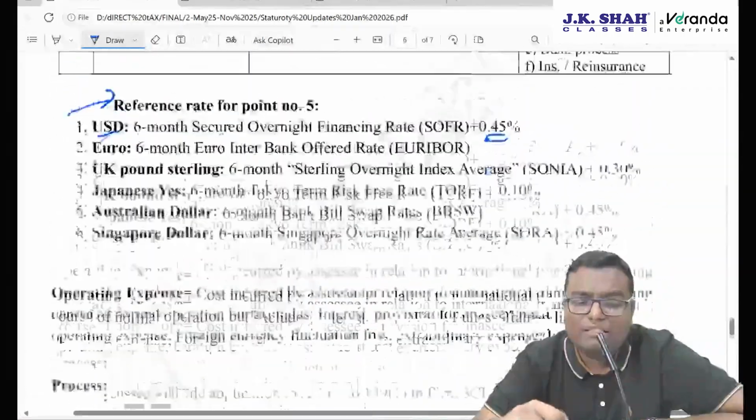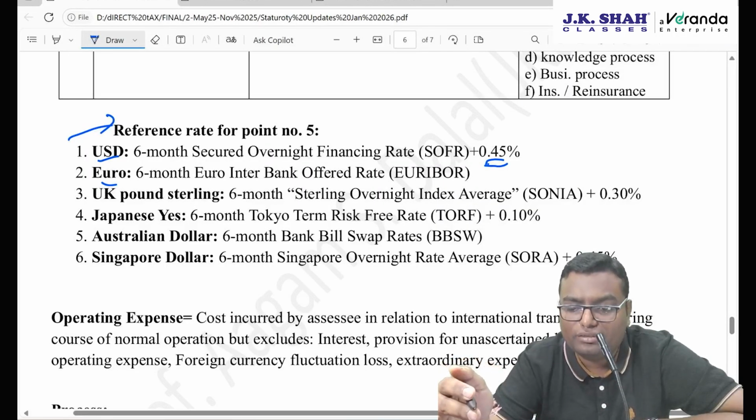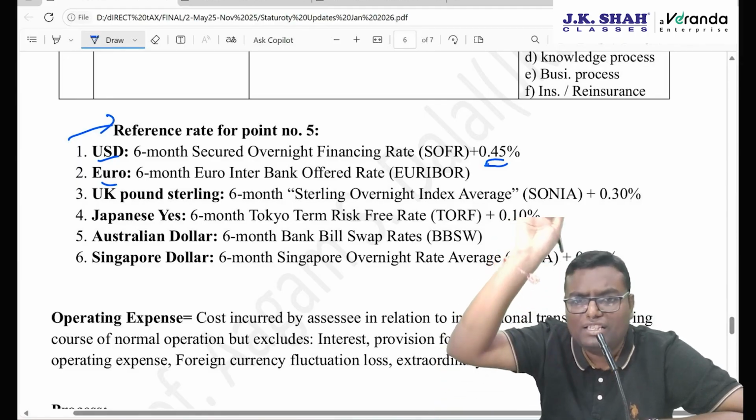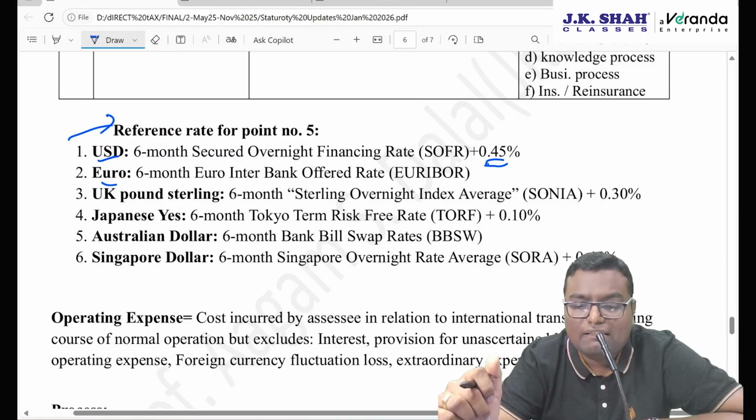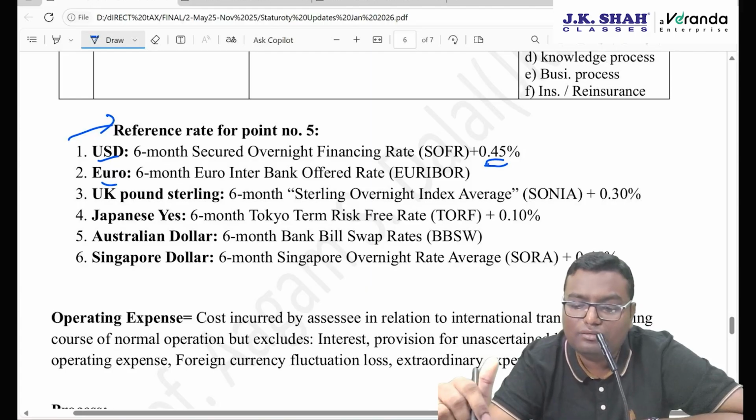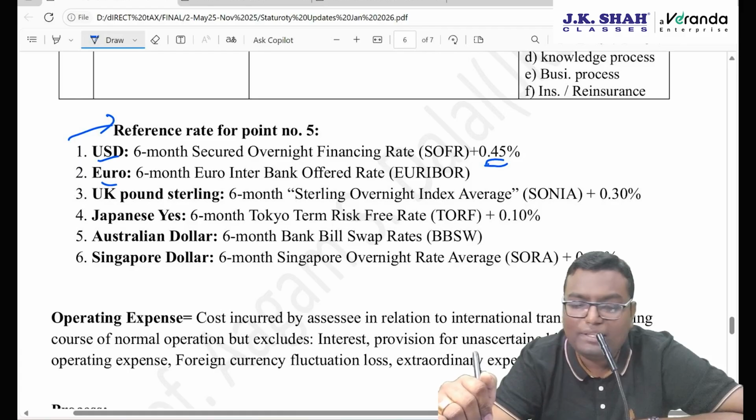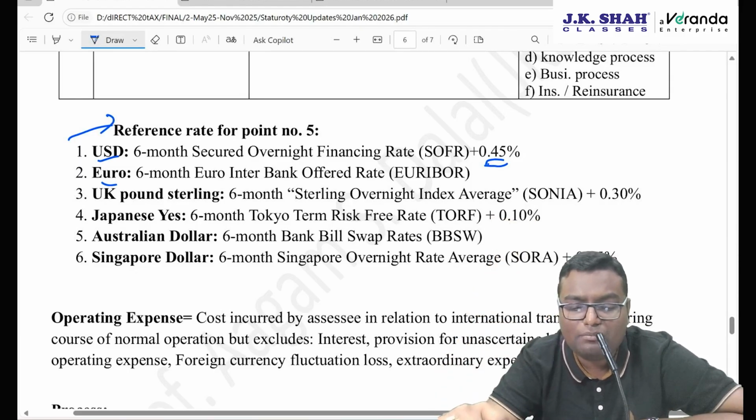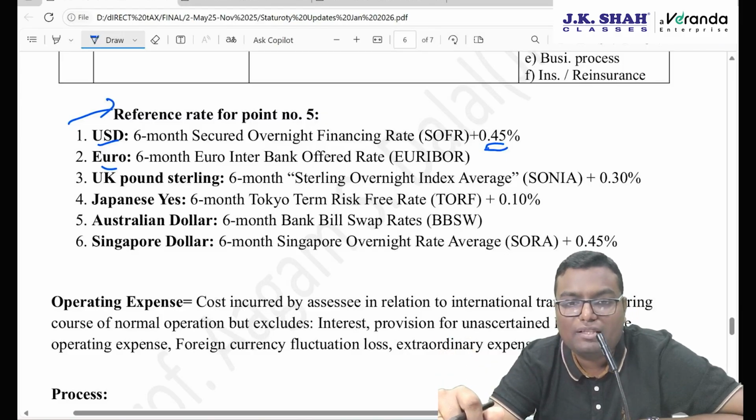Similarly, let's say if the loan is denominated in euro, then it will be 6 month euro interbank offered rate plus no addition plus whatever is given in safe harbor rule. Here no separate addition is there. If it is in UK pound sterling, then 6 month sterling overnight index average, SONIA, plus 0.30% plus whatever addition they have said in safe harbor rule. If it is Japanese yen, 6 month Tokyo term risk free rate, TORF, plus 0.10%. Australian dollar, 6 month bank bill swap rate, that's it, plus whatever addition as per safe harbor rule. Singapore dollar, 6 month Singapore overnight rate average plus 0.45%.